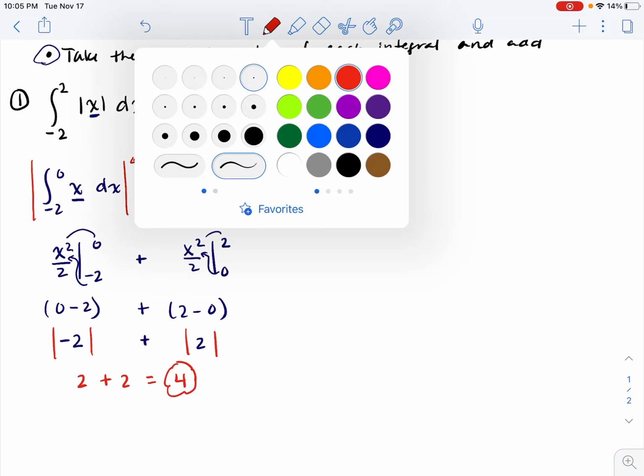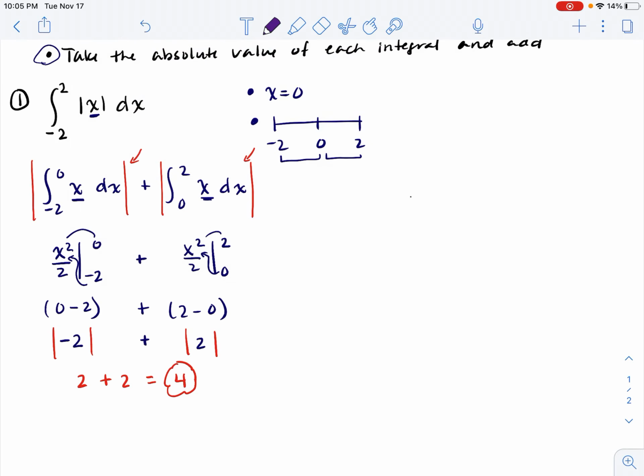Well, let's look at what this looks like graphically, because that's super important too. Check it out. If you remember from Algebra 2 Trig, the graph of the absolute value of x looks something like this.